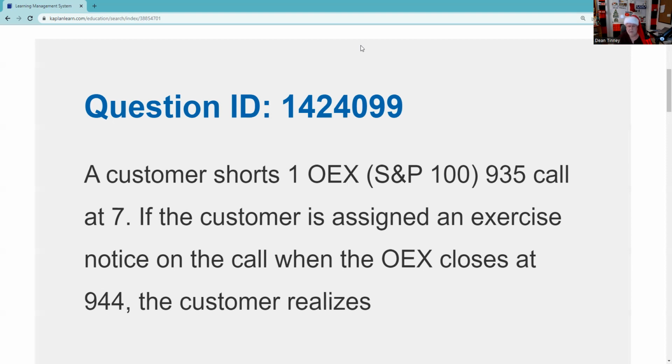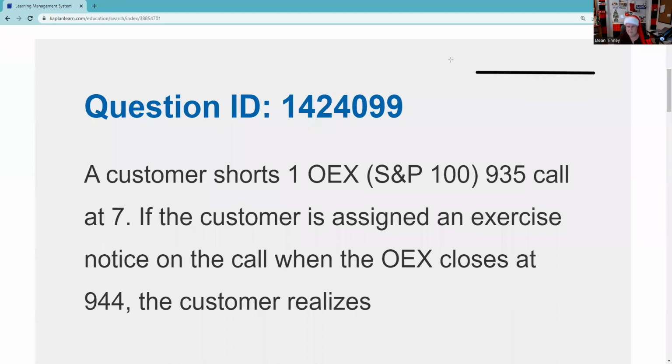So this is Kaplan QID 1424099. A lot of ways to do options. I like to use a T. And I like to track money in and out. So that's what I'm going to do. You need some kind of a process, whatever your process is. So I'm going to get that fired up.